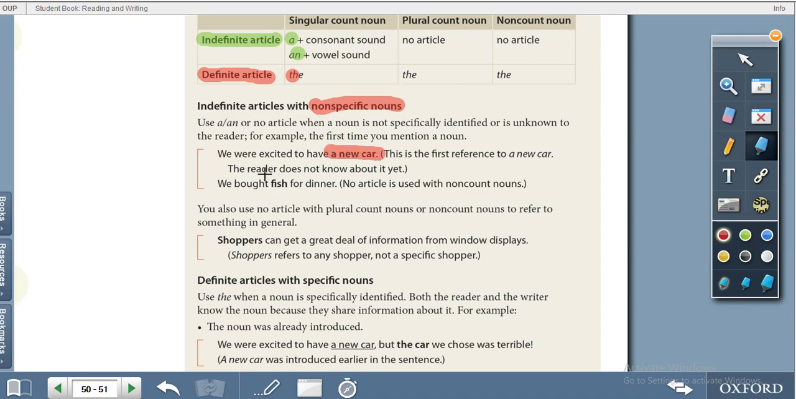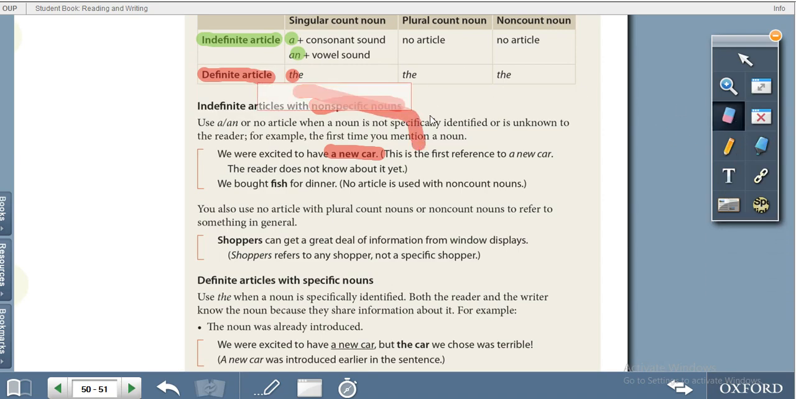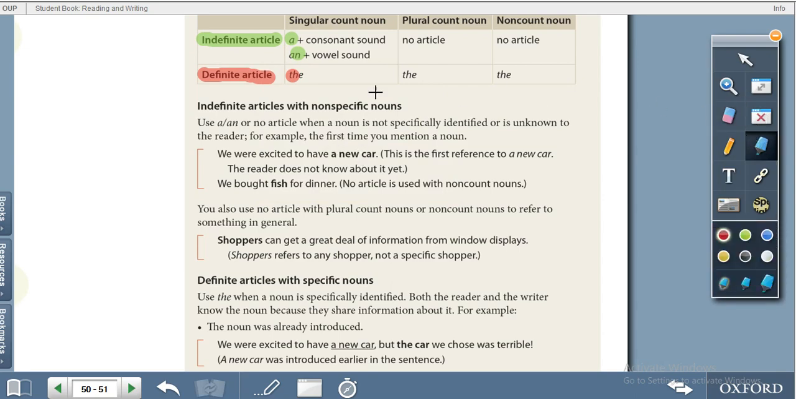So the second thing, where we should not use the indefinite article. Indefinite article should not be used with plural count nouns and non-count nouns. What is a plural count noun? For example, plural, you cannot say a books, a apples. No, when it is plural, we cannot use the indefinite article a or an.